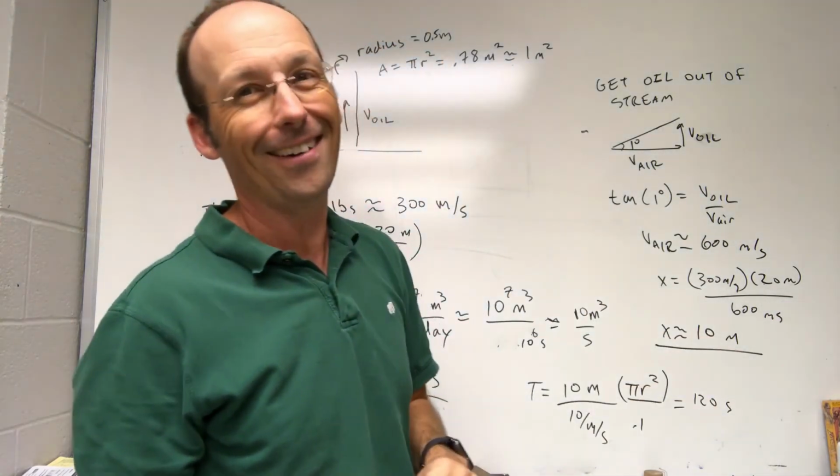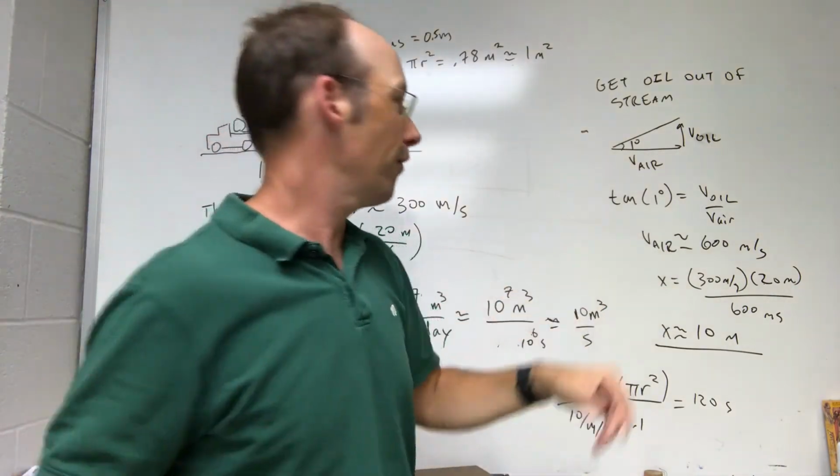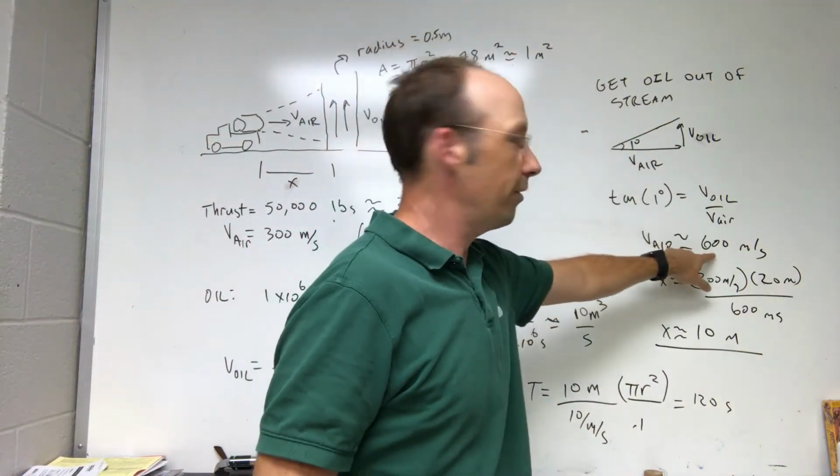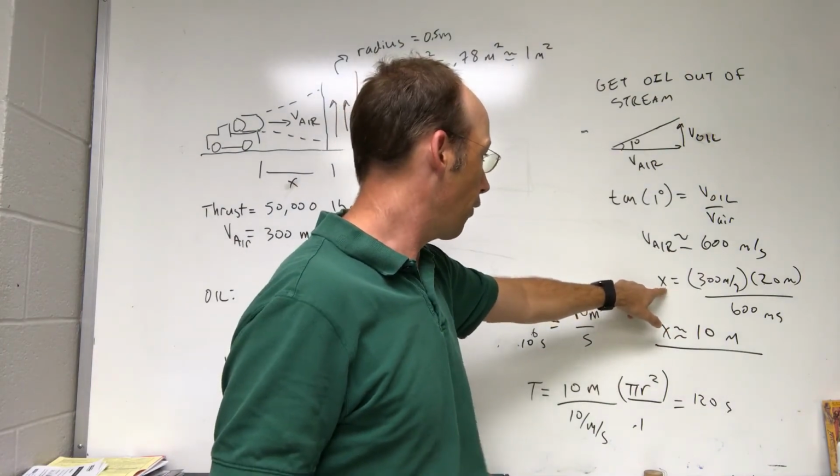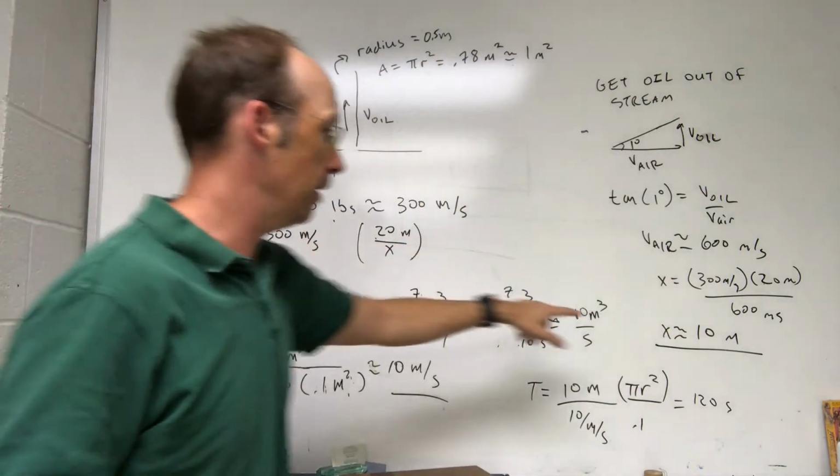This is pretty complicated, I know. But you gotta try to figure out something. The velocity of the air is 600 meters per second. So solve for x from over here, and I get 10 meters.